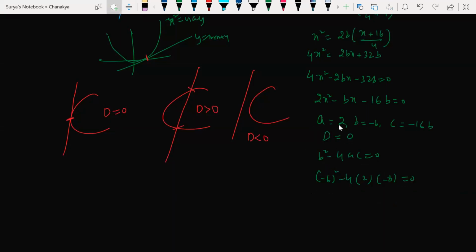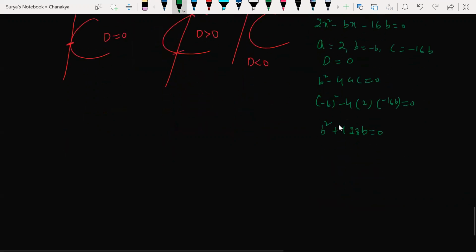So everything is correct now. Look, there is a slight change in the value of c. So b square minus 4ac, what is c here? Minus 16b. So b square minus into minus plus 16 times 2 is 128b, equal to 0. Perfect. So b common: b times (b plus 128) is equal to 0. So what is the b value? b can't be equal to 0, and b is equal to minus 128 is the answer. This is my answer, yes or no?